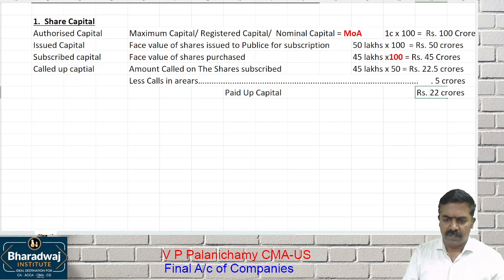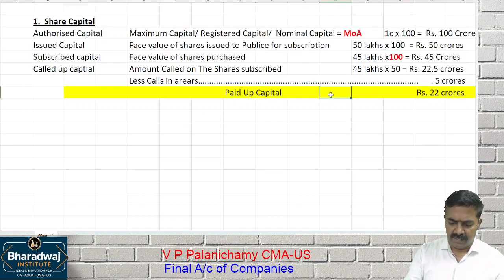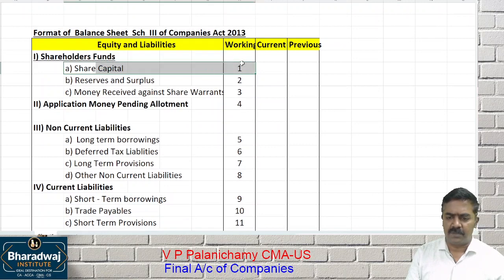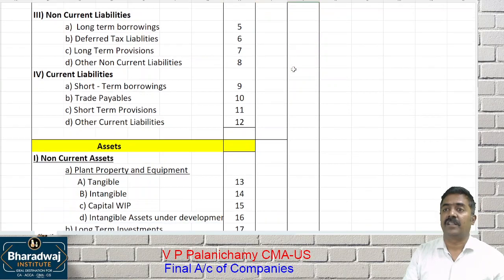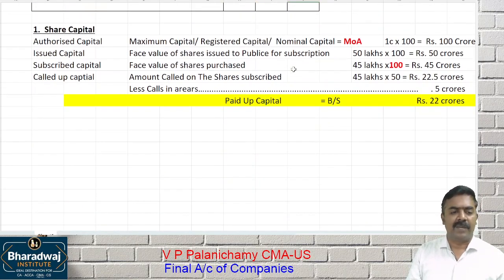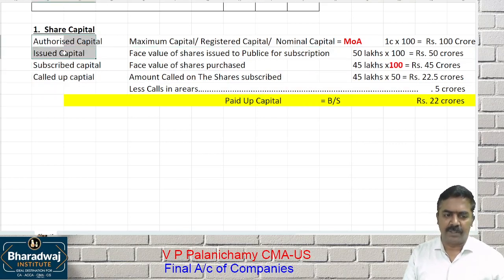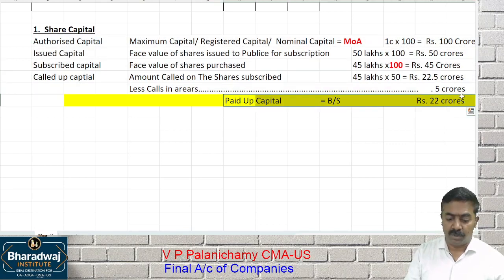Wait. Paid up capital is what is going to be recorded in the balance sheet. What will be recorded in the balance sheet? Paid up capital only. Here, share capital represents which capital? Paid up capital. Then why are you showing other things? It is mandatory as per company law to show all this information. Which information? Authorized capital, issued capital, subscribed capital, called up capital minus calls in arrears.